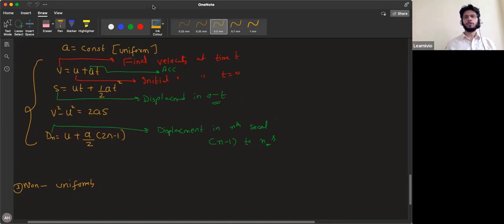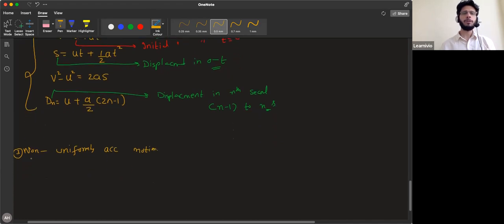So if you have non-uniformly accelerated motion, Krishna, what does non-uniformly accelerated motion mean? Acceleration will be constant or variable? It will be variable. So if I give you an acceleration of this form, whether this is uniformly accelerated or non-uniformly accelerated.